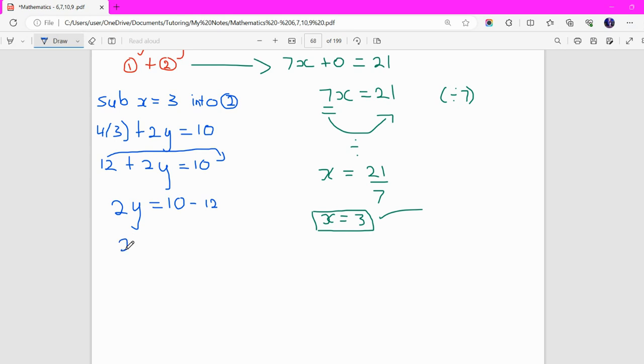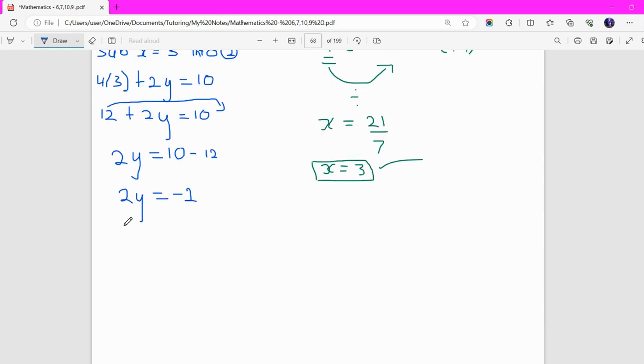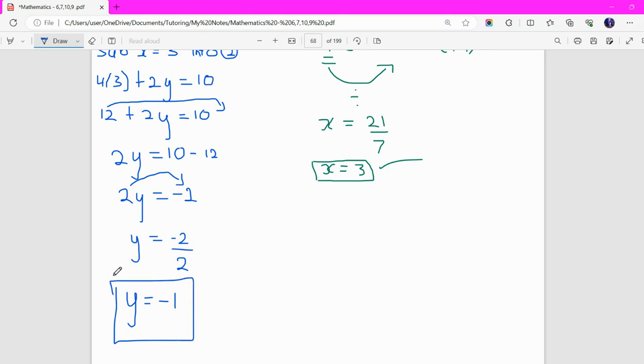So 2y is equal to 10 minus 12, which is minus 2. So 2y is equal to minus 2, therefore y, if you divide both sides by 2, when you carry across this 2, you will need to divide by 2, is negative 2 divided by 2. So y is equal to negative 1. So that is the value for y and x. So we have x is equal to 3 and y is equal to negative 1.